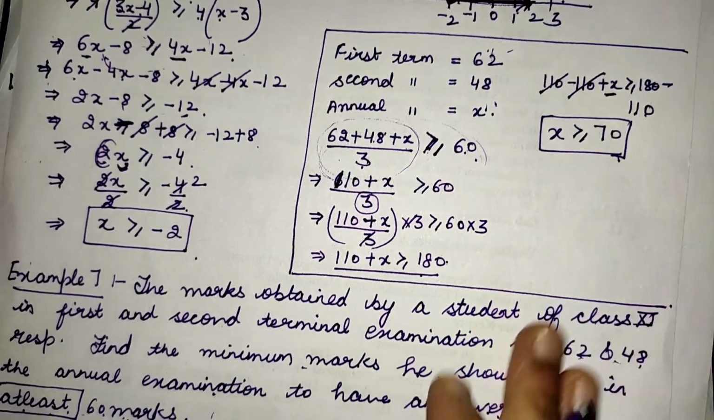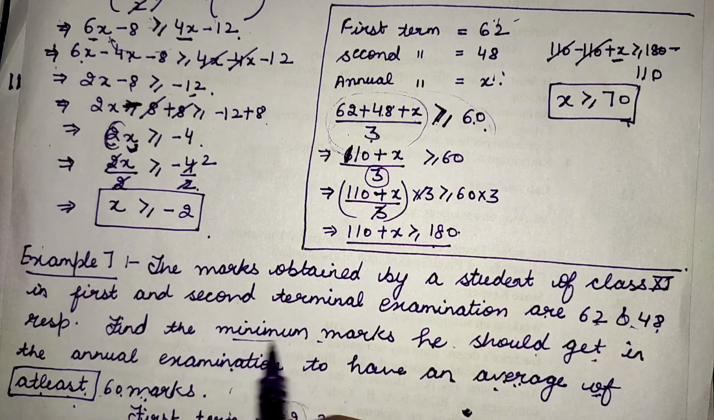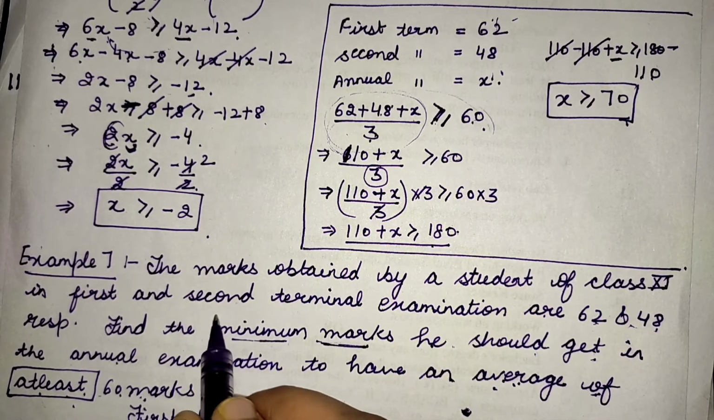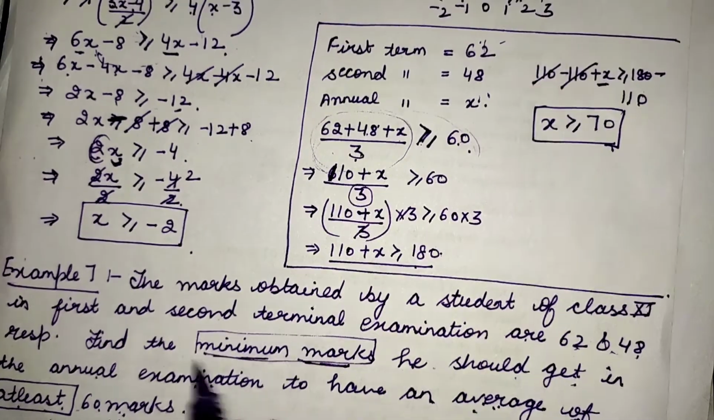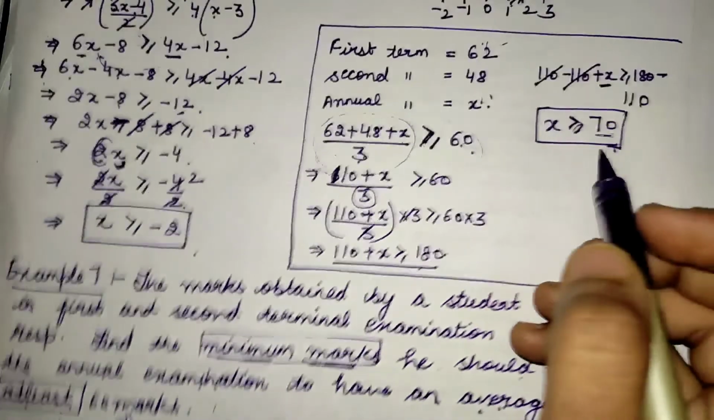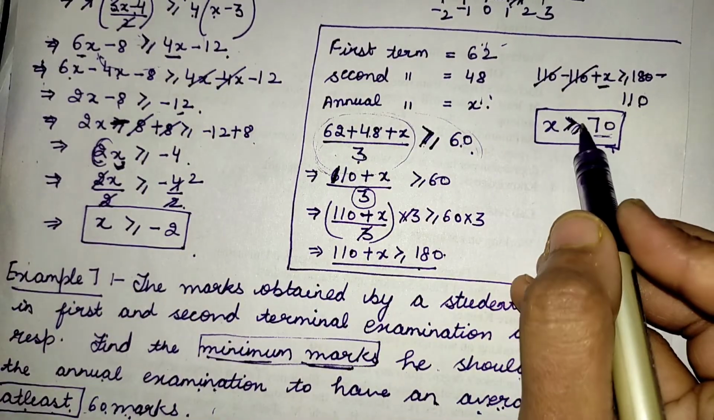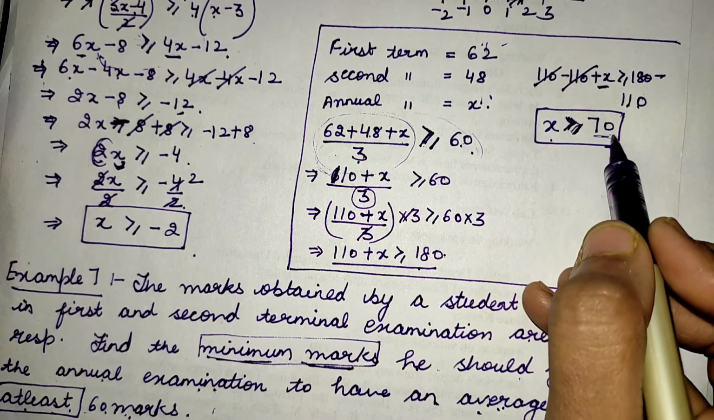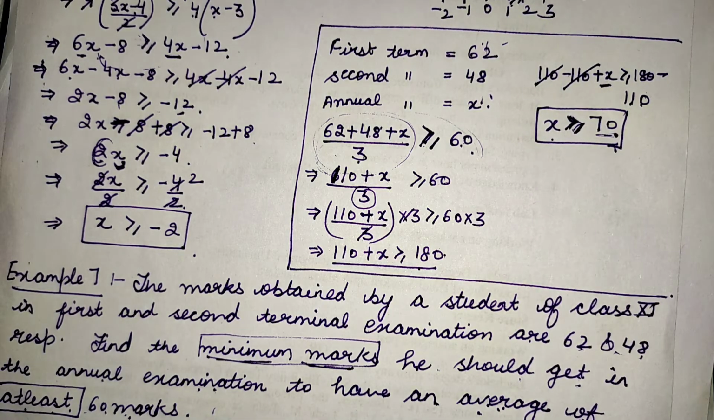So they are asking you to find out the minimum marks he should get in the annual examination. Minimum marks means that the minimum number of marks should be 70, and more than that is possible. So that is what we are getting in our answer, that x should be greater than or equal to 70. Means the minimum value is 70, x can be greater than or x can be equal to 70.